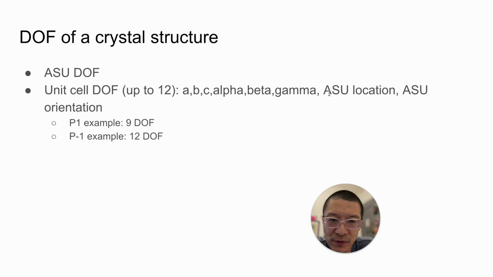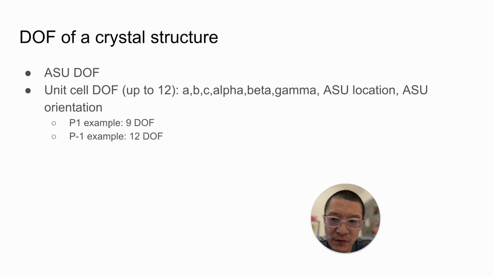The extra 6 degrees of freedom are the ASU location with respect to the box and the ASU orientation. Depending on the case, you might not have all those 12. Okay, so this is what I call the global approach, and all the textbooks will talk about this approach because you basically need to know the whole crystal structure in order to write down these 12 parameters.